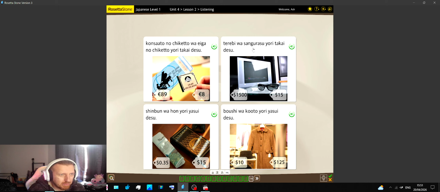And テレビはサングラスより高いです。The television is more expensive than sunglasses. 新聞は本より安いです。The newspaper is cheaper than the book. And 帽子はコートより安いです。And the hat is cheaper than the coat.